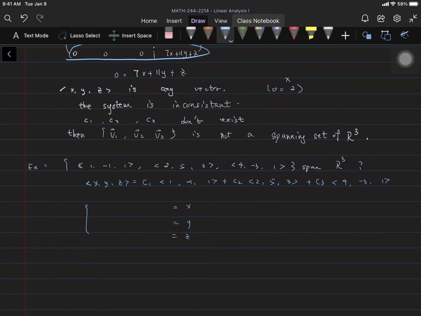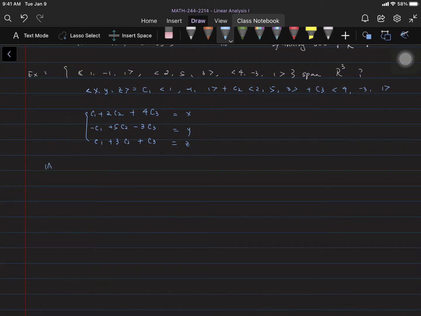The first equation, C1 plus 2C2 plus 4C3. Second equation, negative C1 plus 5C2 plus C3. And C1 plus 3C2 plus C3 equals x3. So you can also do it this way: if the determinant does not equal 0, there's a unique solution. But if we want to find the linear combination, what are C1, C2, C3? Then we have to solve. You can see we can do it several ways for this kind of thing.